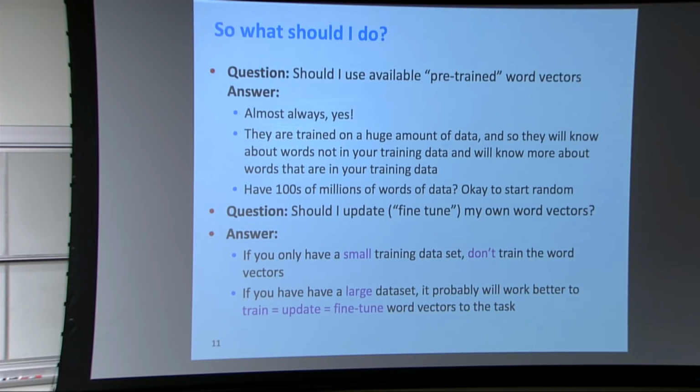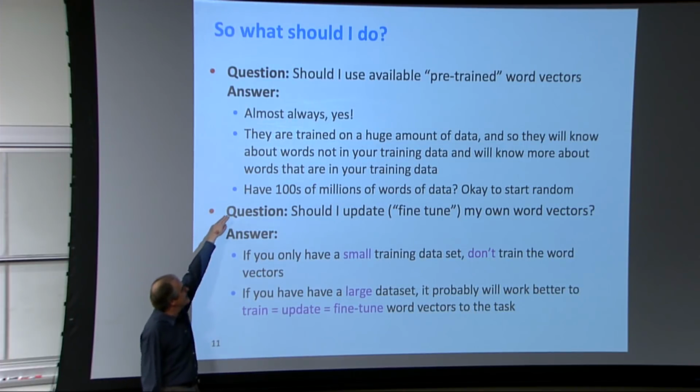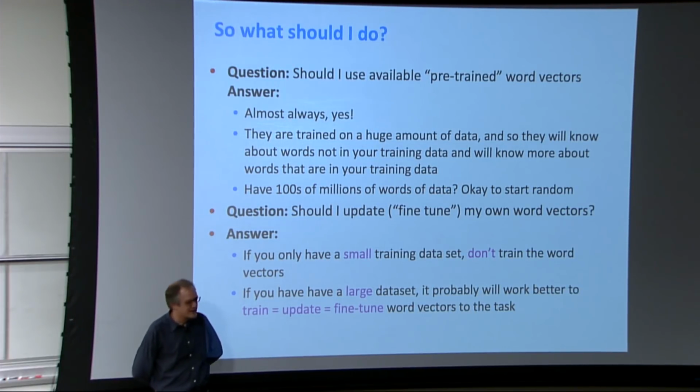So therefore, we can gain using pre-trained word vectors because they know about all the words that aren't in our supervised classifier's training data. And they also know much more about the words that actually are in the training data, but only rarely. So the exception to that is if you have hundreds of millions of words of data, then you can start off with random word vectors and go from there.